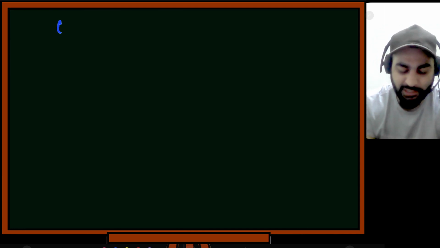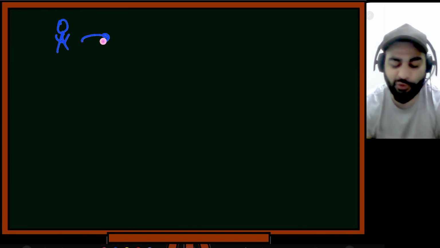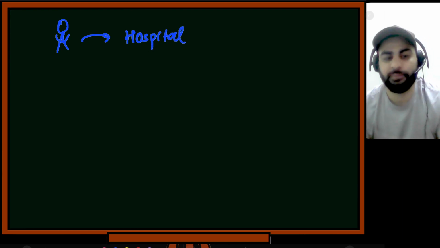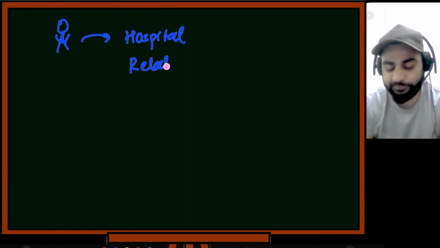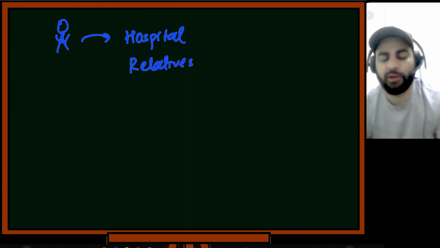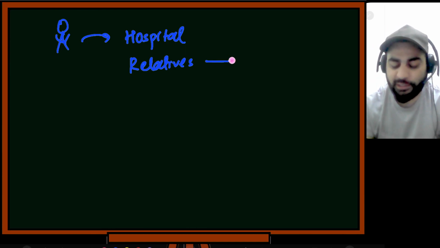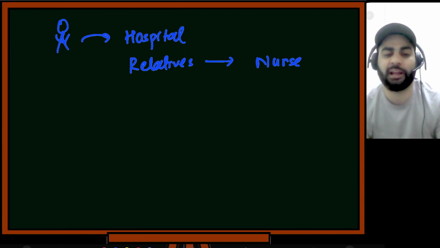A patient is being admitted in a hospital. So there's a patient, okay? He has got some disease and he's admitted to the hospital. And then what happens is now he is accompanied by some relatives. There are some relatives whom he's accompanied by, and then he's being hospitalized. So the relative and the nurse are having some conversation. I want you to focus on the conversation they are having.